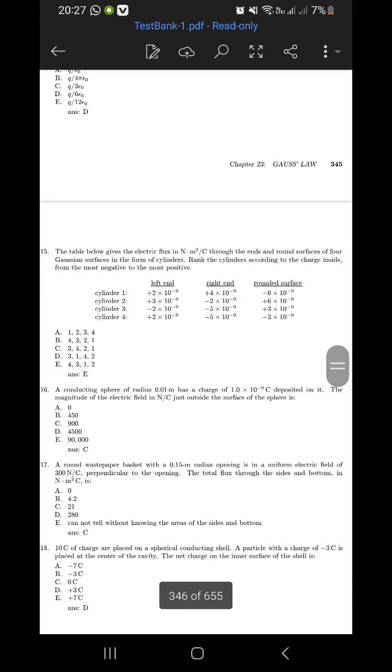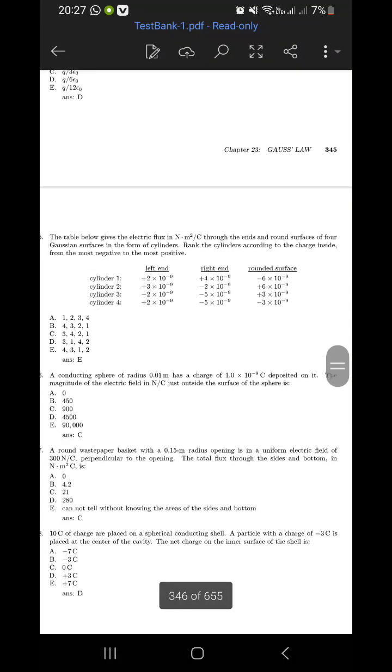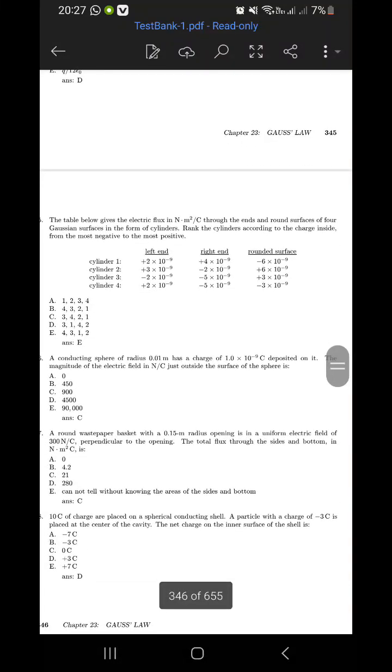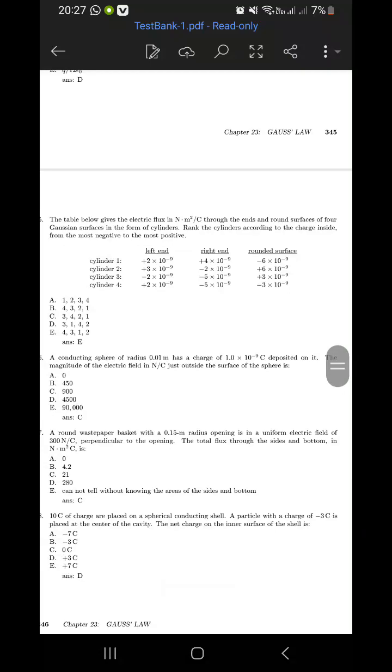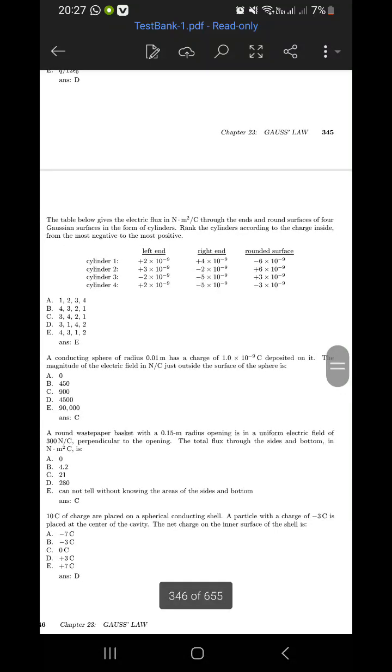The table below gives the electric flux in newton meters squared per coulomb through the ends and round surfaces of 4 Gaussian surfaces in the form of cylinders. Rank the cylinders according to the charge inside from the most negative to the most positive. E, 4, 3, 2, 1.